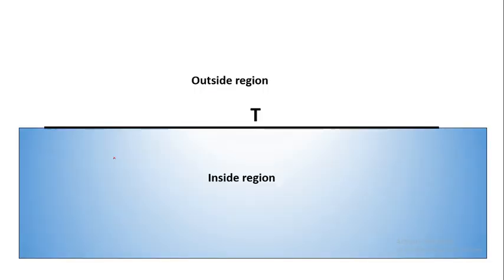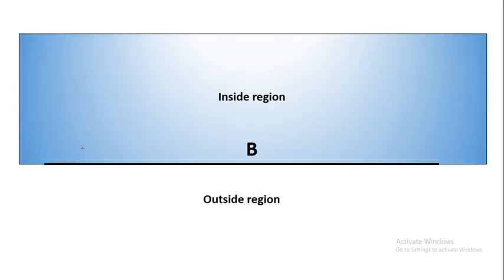The second thing is the inside and outside region of the boundaries of the window. If we consider the top boundary, the top line of the window, as an infinite line, then the region below the top line is considered the inside region, and above it is the outside region. If we consider the bottom line of the window, then below the bottom is the outside region, and above the bottom is the inside region.